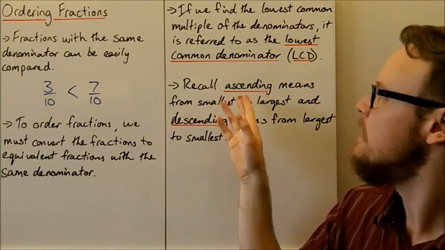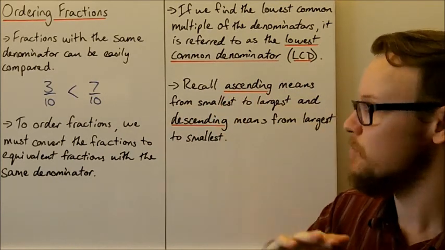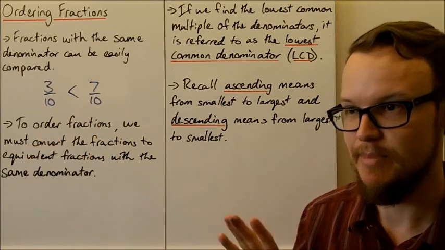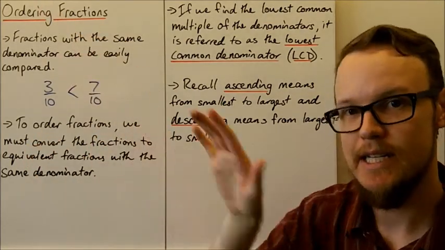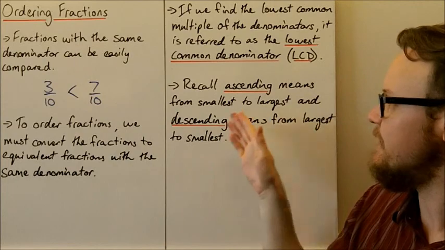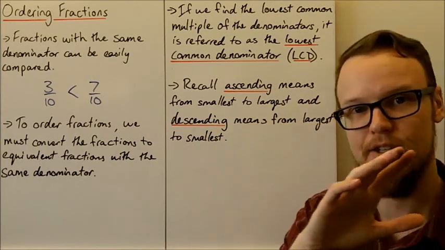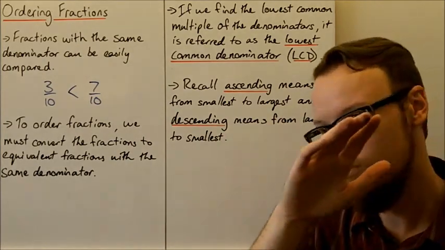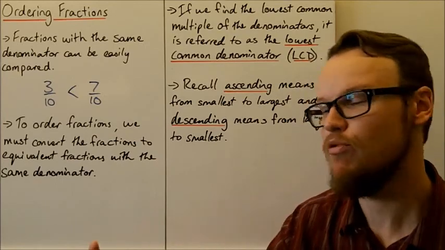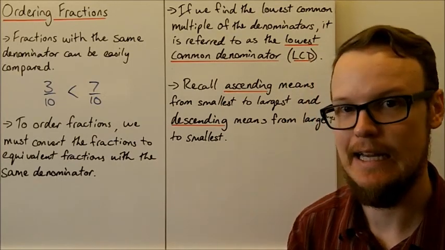Recall that ascending means from smallest to largest, getting bigger. So ascending, increasing, getting larger. And descending means from largest to smallest. So getting smaller, decreasing, getting less.